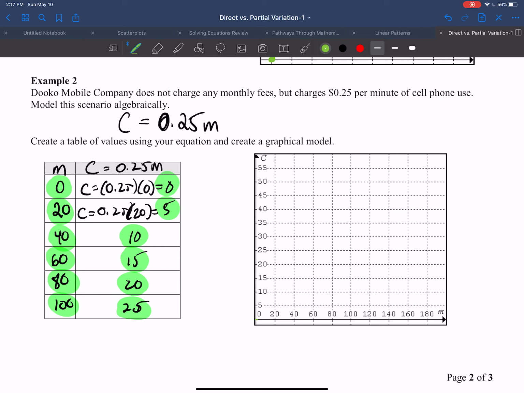So 0, 0, 20, 5, 40, 10, 60, 15, 80, 20, and if we wanted to, we could keep going. We know that it's going over 1, up 1. If we look at the pattern here, it's over 1, up 1 each time. So we can continue that pattern if we wanted to get more points.